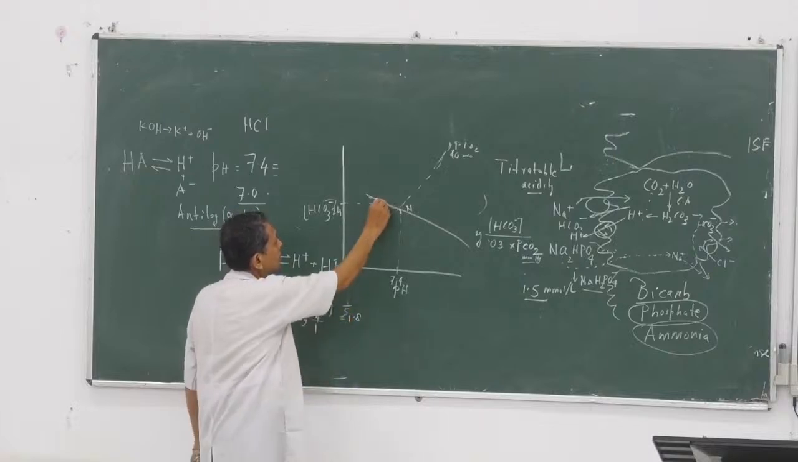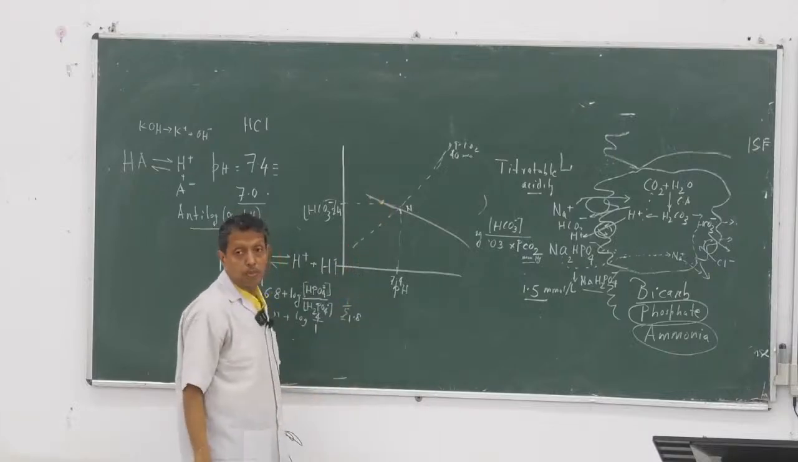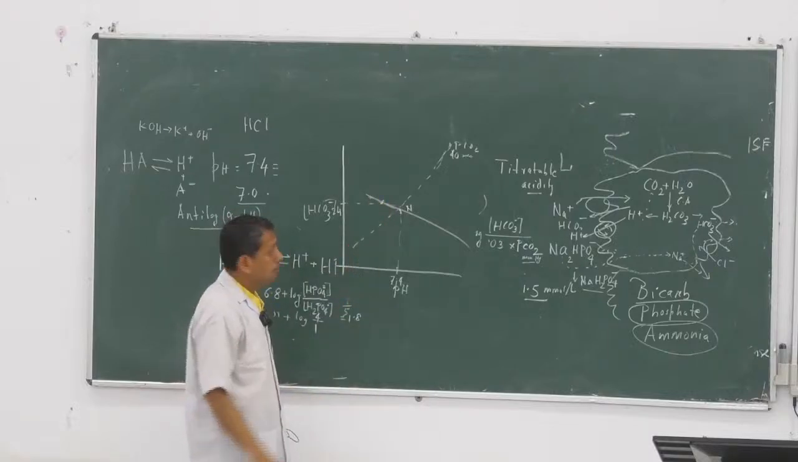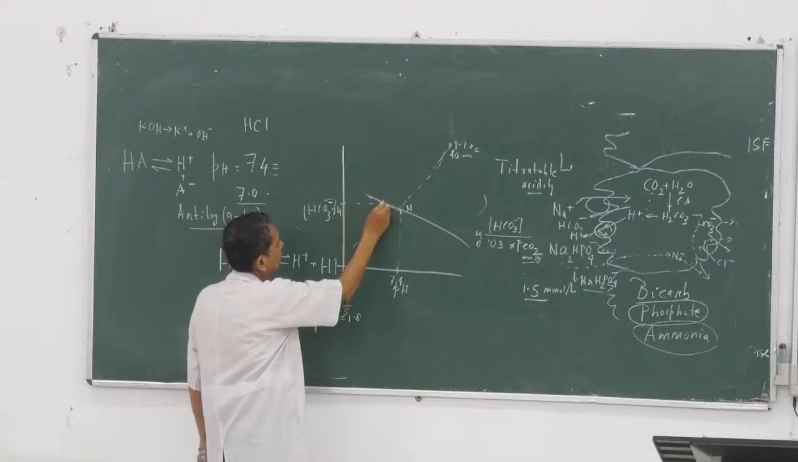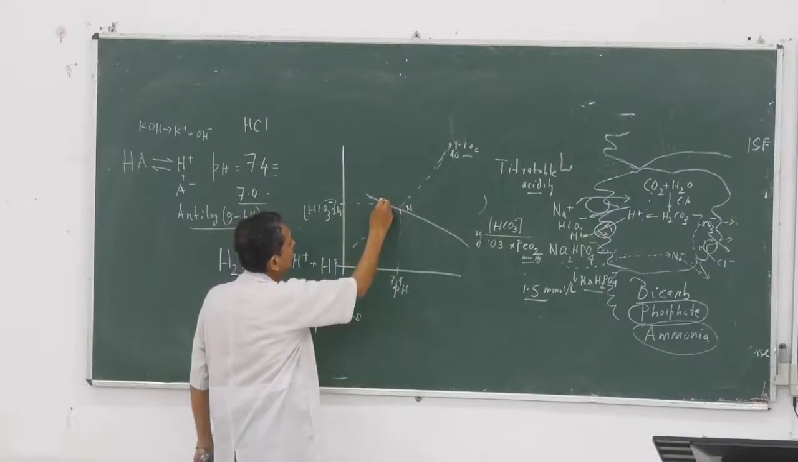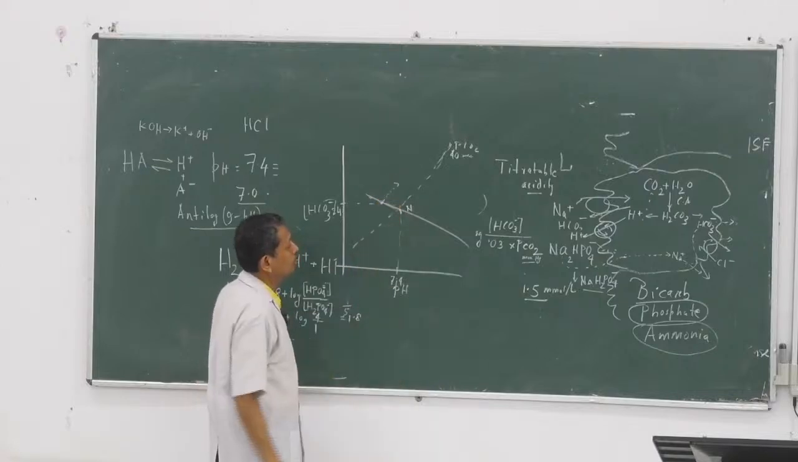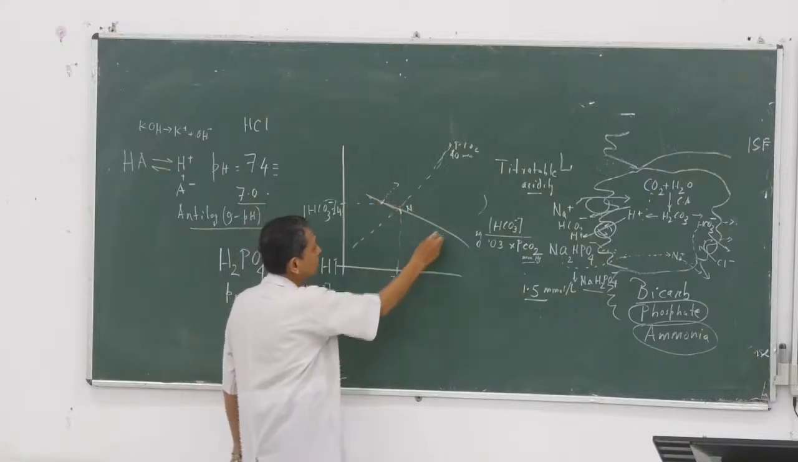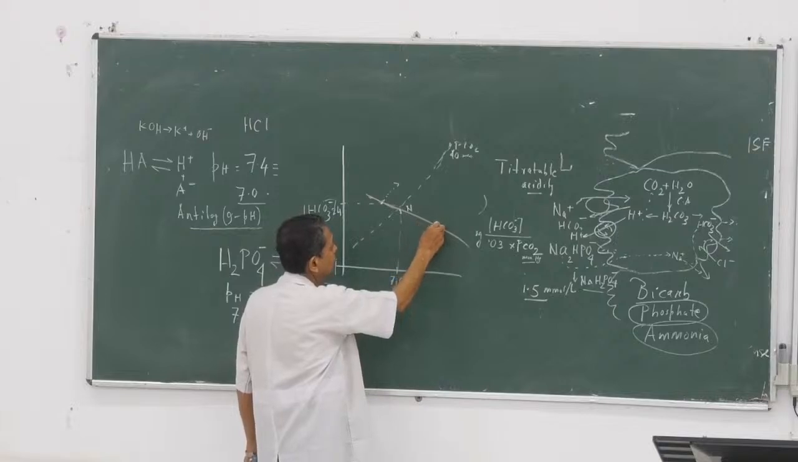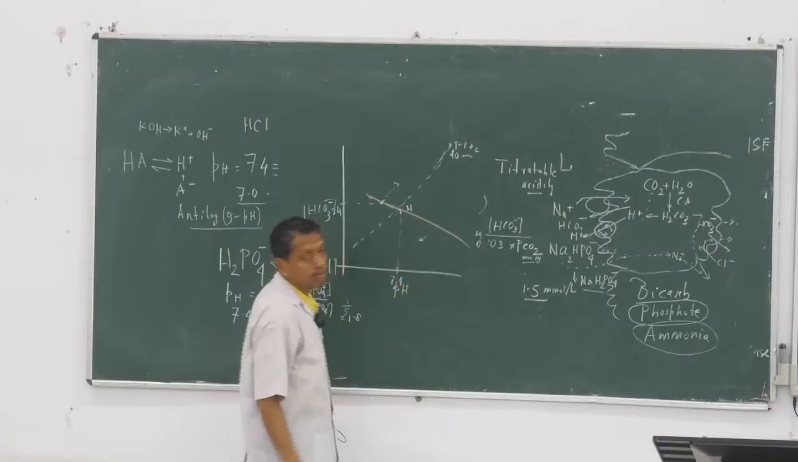it is uncompensated respiratory acidosis. Uncompensated respiratory acidosis, and it will move in this way when there is compensation in this way. Alkalosis, uncompensated in this position, and it will be in this way by the kidney compensation.